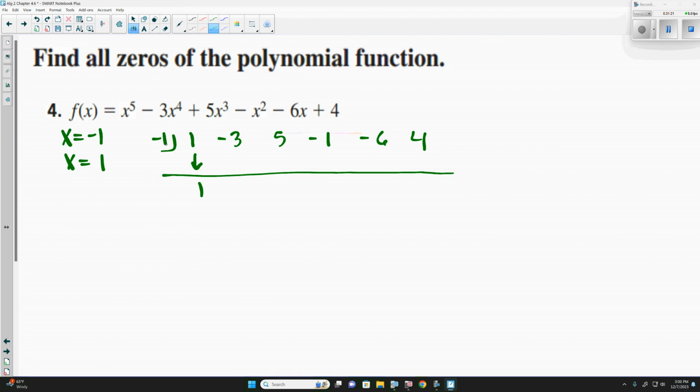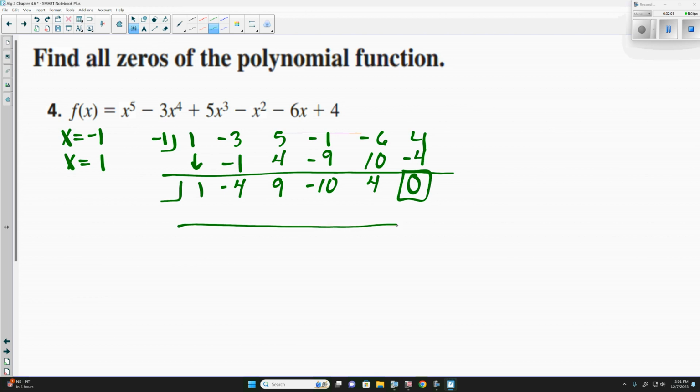I'm going to try -1 first. -1 times 1 is -1. -3 plus -1 is -4. -1 times -4 is 4. 5 plus 4 is 9. -1 times 9 is -9. -1 plus -9 is -10. -1 times -10 is +10. 10 plus -6 is +4. And lastly, -1 times 4 is -4. And our 4 plus -4 gives us 0.